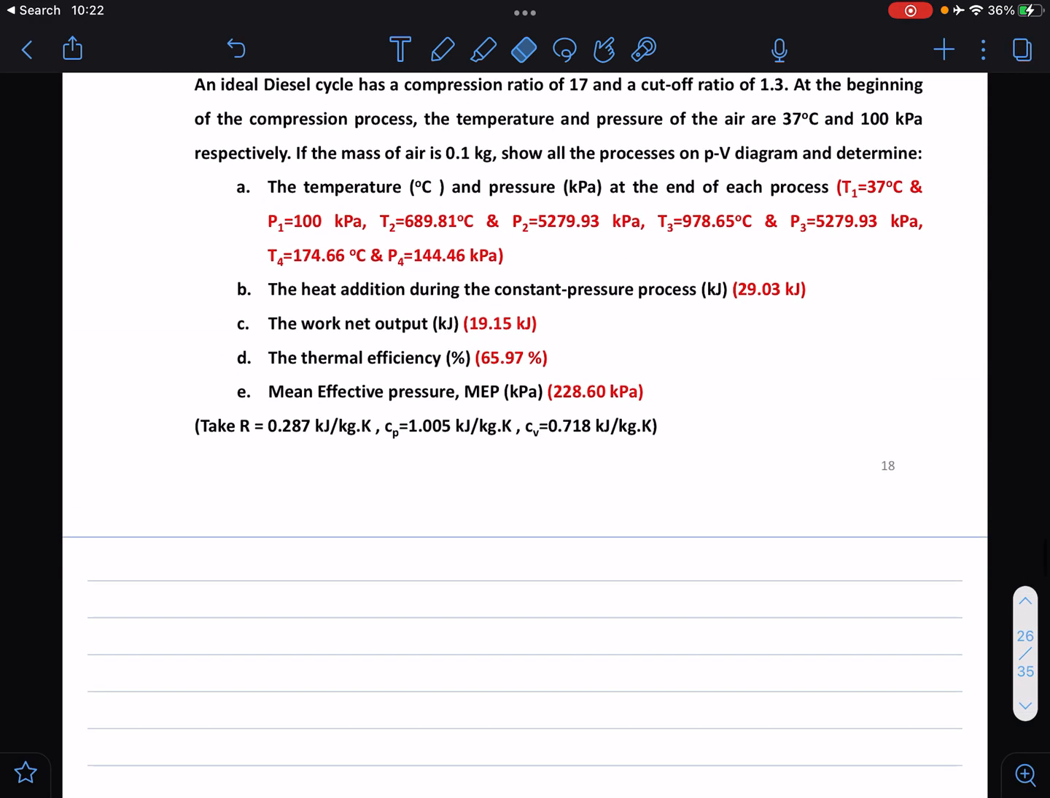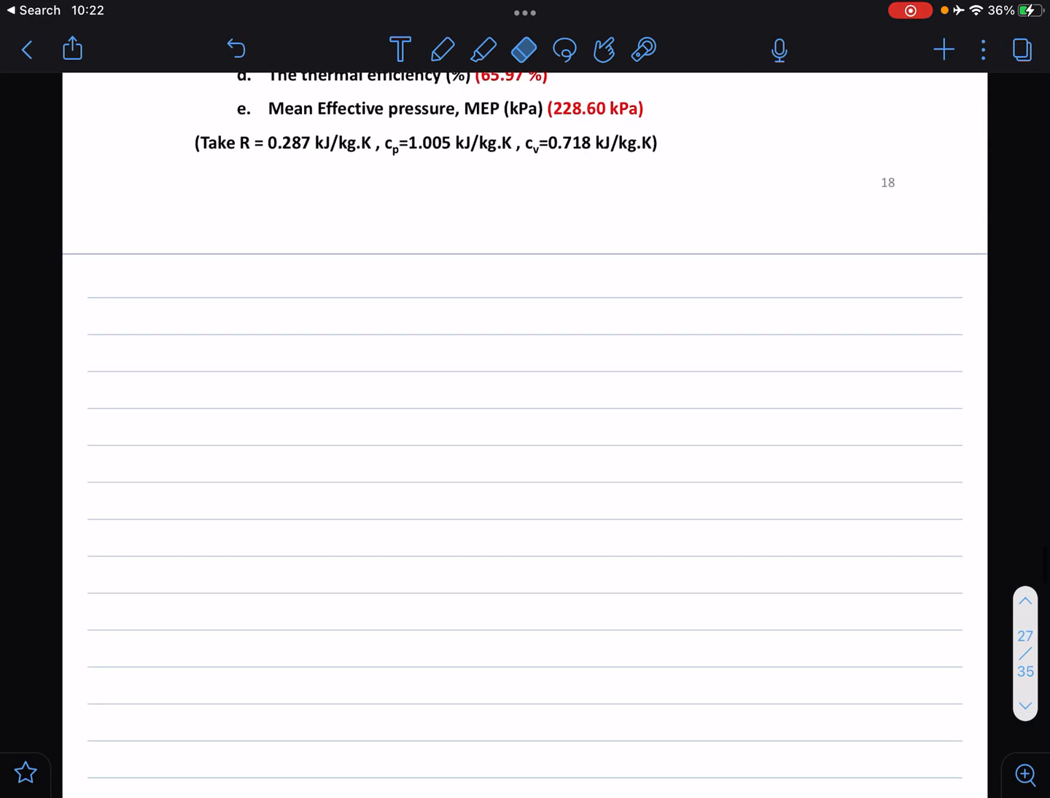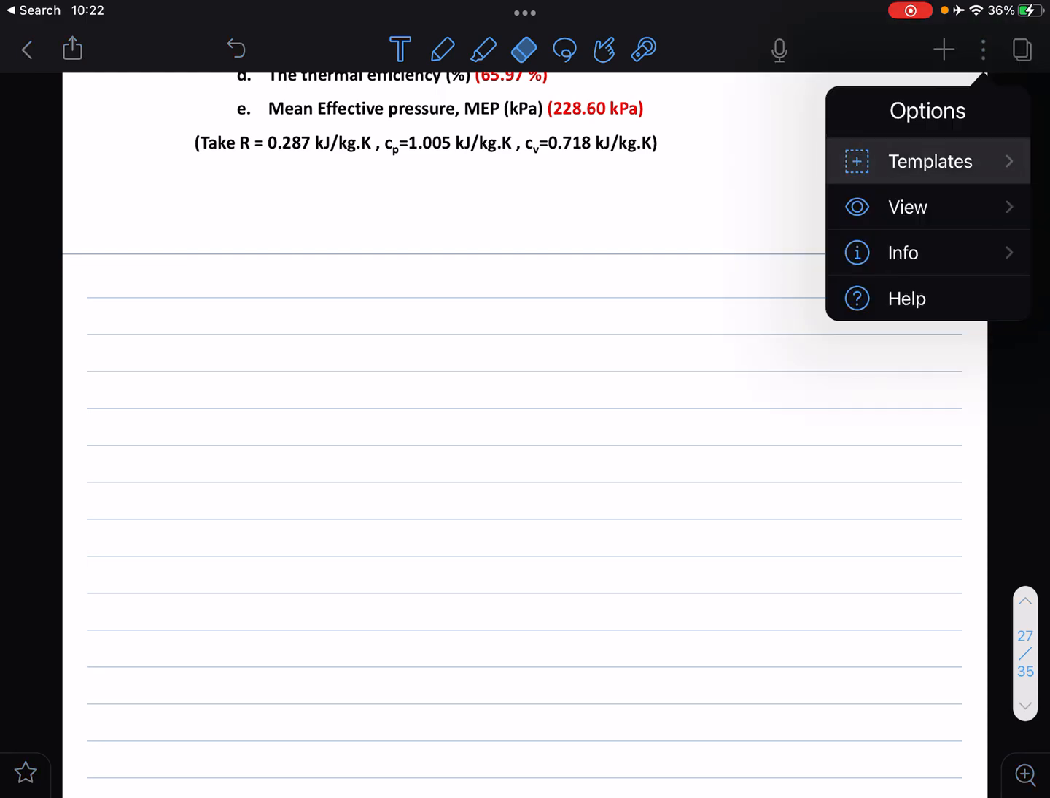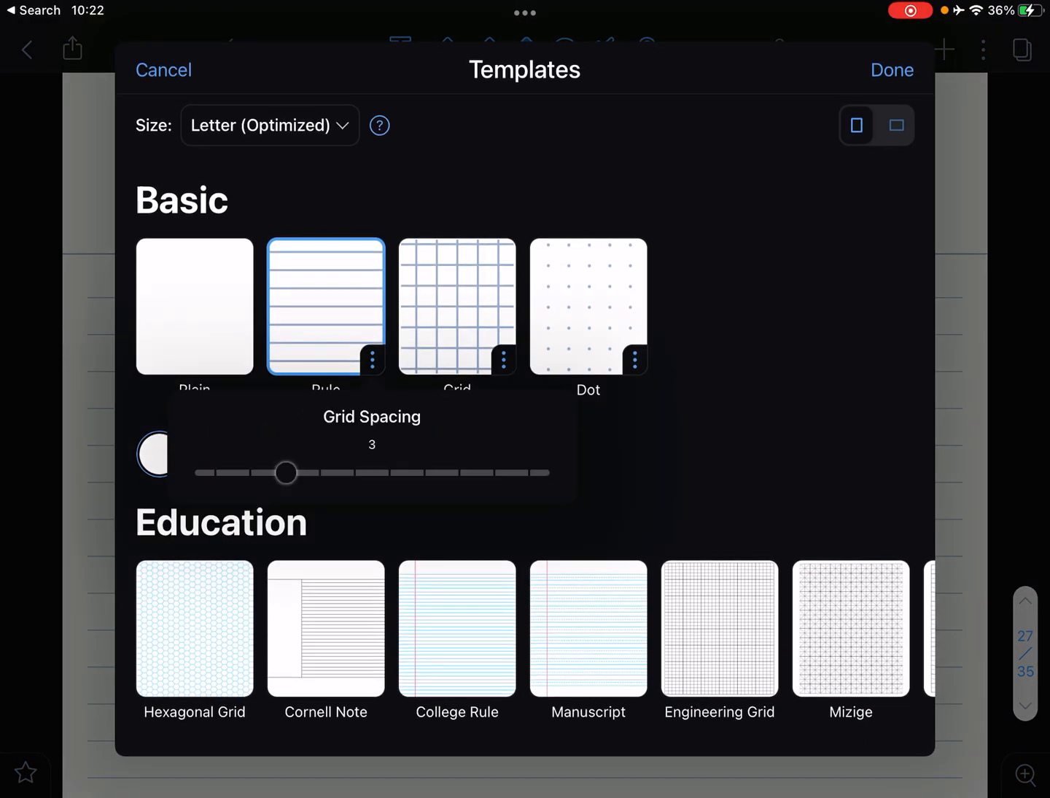Basically, I took this from your notes. I changed the layout a little bit first. I can reduce the spacing here.